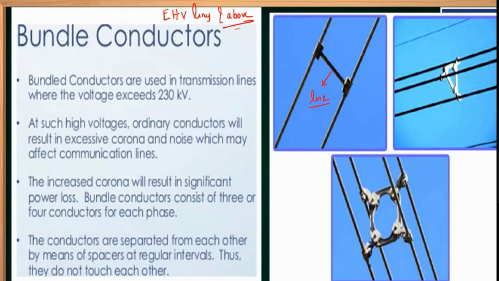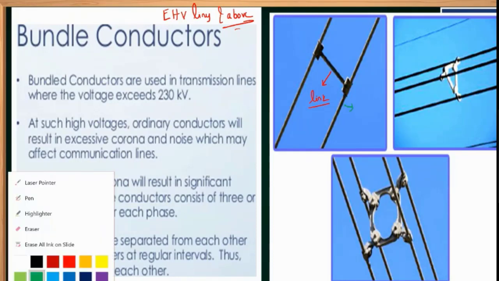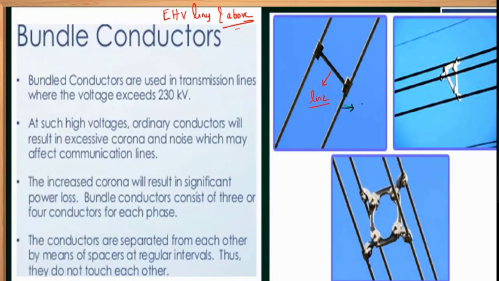This is one subconductor. Two subconductors are joined by a metallic link to form a bundled conductor. The other name for bundled conductors, a synonymous name, is composite conductors.